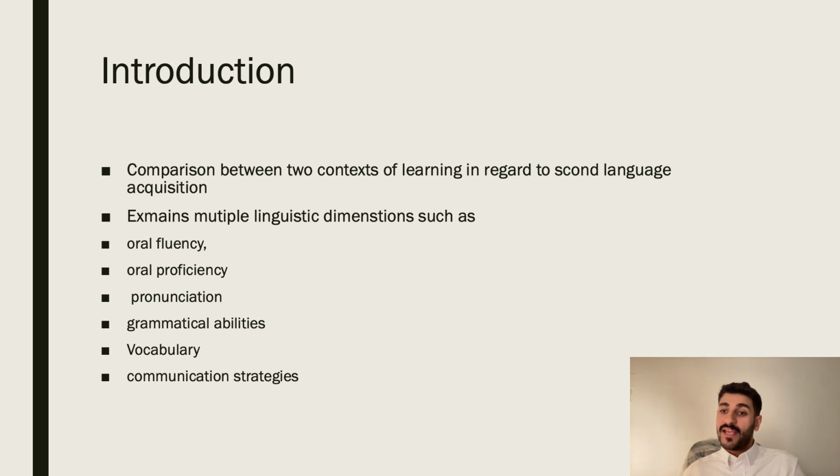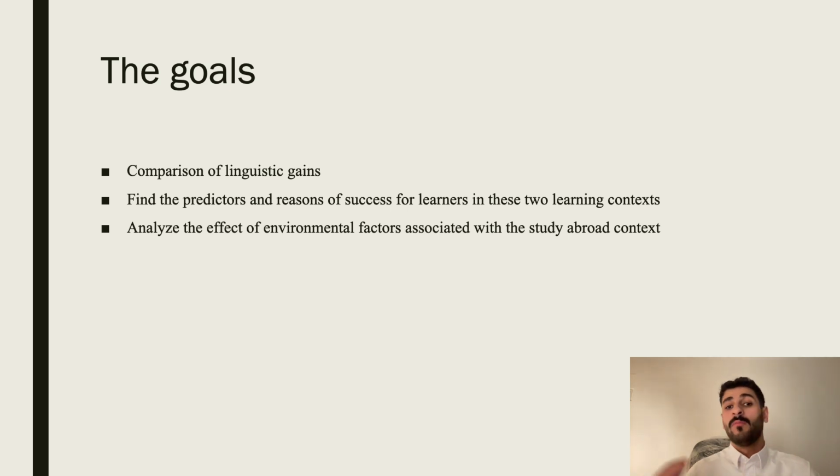So this case study examines multiple linguistic dimensions such as oral fluency, oral proficiency, pronunciation, grammatical abilities, vocabulary, and also communication strategies. So the goals for this study were to compare multiple linguistic gains between two contexts of learning. Second, identify the predictors of success for learners in these two learning contexts. Finally, analyze the effect of environmental factors that are associated with the study abroad context.